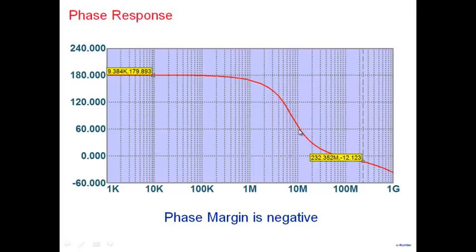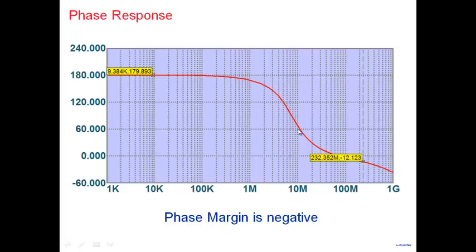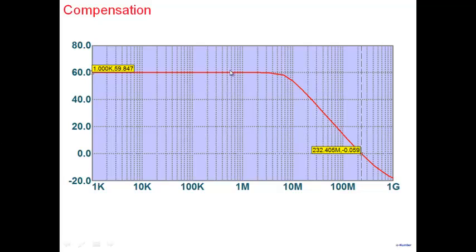So suppose the open loop characteristics, the gain had gone to 1 at 10 megahertz. If my open loop gain had decreased to 1 or 0 dB at 10 megahertz, then I would have obtained a phase margin of 60 degrees. So what I need to do is alter the frequency response here. And the way we do it, I'm not going to go into the details, because feedback and compensation is a whole chapter by itself.